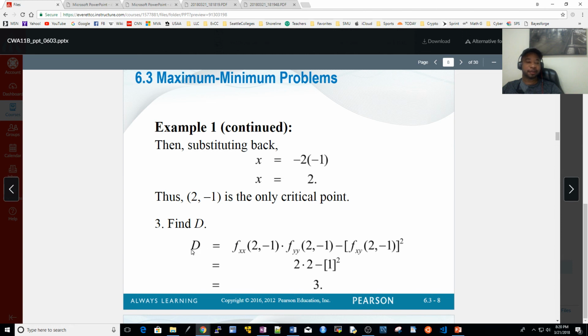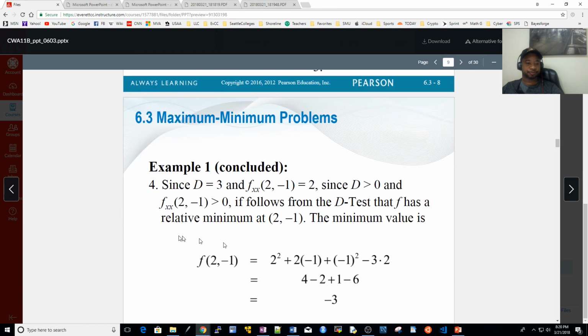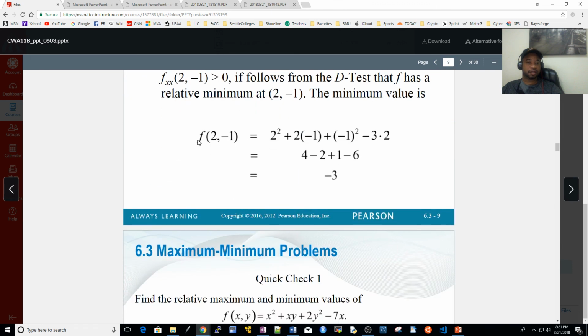Now you plug it all into the big D. Find D. Fxx at the critical point times Fyy at the critical point minus Fxy at the critical point, squared. Plug it in. D is 3. D is greater than 0. And also Fxx double prime is greater than 0. That means from the D test, f is a relative min at this point. And the value of it is -3.